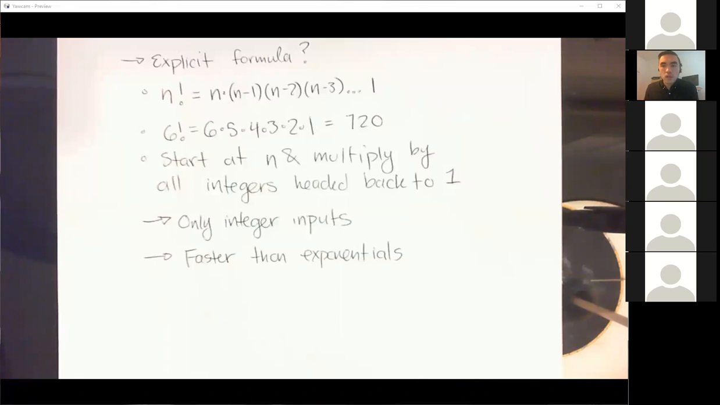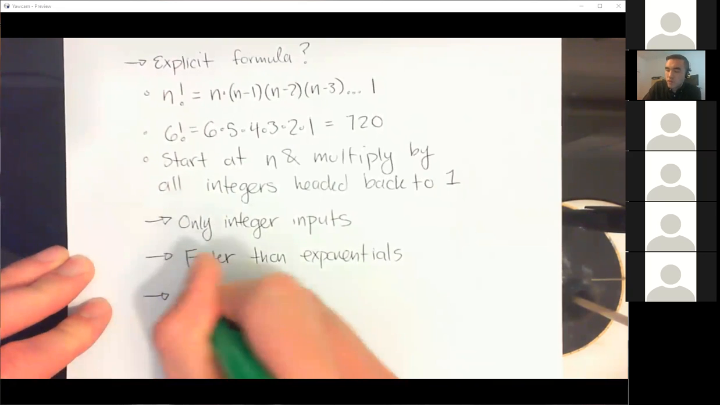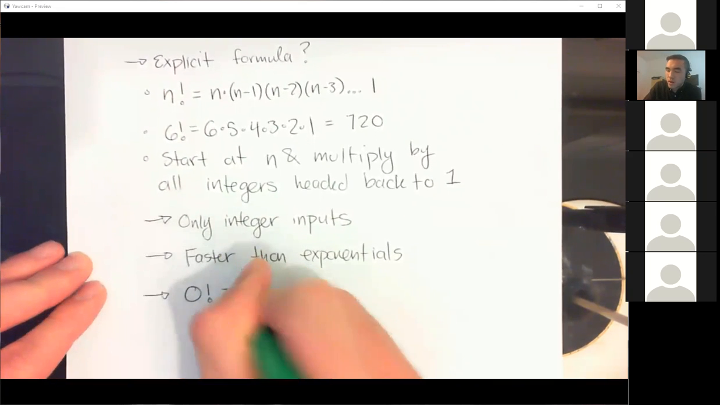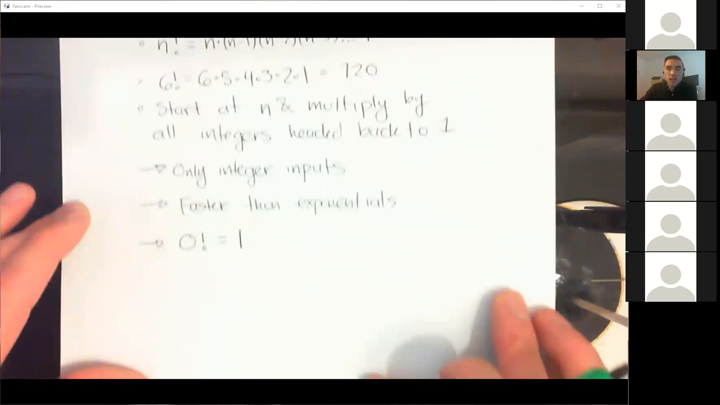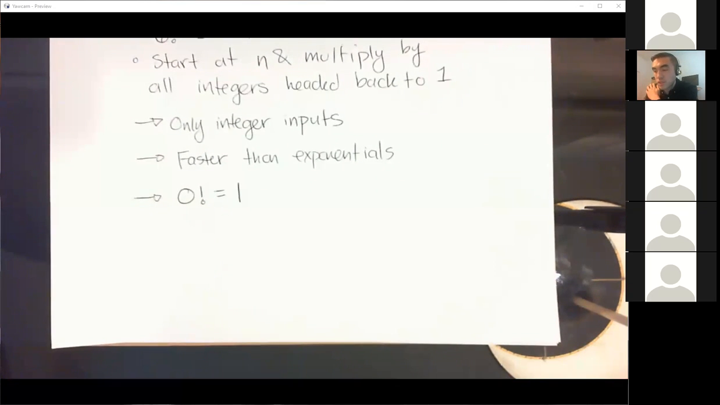A one, because anything to the zero is one. Yeah, anything raised to the zero is one, and you're just kind of asked to memorize that, right? There's a proof to it, but it's an important factoid that you just need to know. Here's another weird factoid. Zero factorial is equal to one. And again, this is not one that you can get by using the formal definition. This is just a factoid that you need to know.